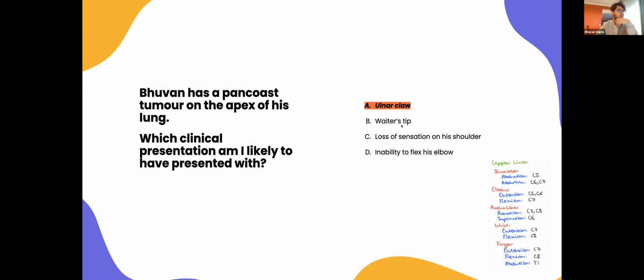Waiter's tip, that was supposed to be sort of flexion or internal rotation of the humerus, which is going to be, as we know, a higher myotome. So that would be the higher roots. Really unlikely that we have the tumor all the way up there. Same thing with elbow flexion. It's going to be a higher root. And then also loss of sensation on the shoulder, which is the axillary nerve. Again, it's going to be a higher root.